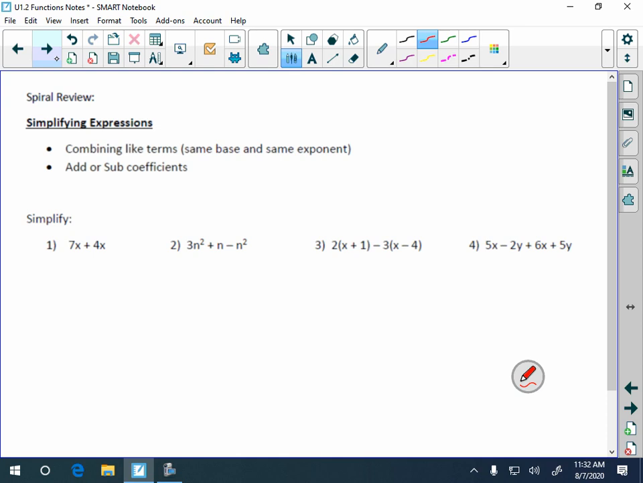All right, so for example, number 1, 7x plus 4x. They both have x's. They're both raised to the same exponent, so we can add the coefficients 7 and 4. And so that's 11x. Okay, not 11x squared, but 11x. Number 2, we have a 3n squared, and there's another n squared, -1n squared. So we can combine those two together. So that's going to be 2n squared, and then plus n. And there are no more like terms, so you can't add n squared and n together because they have different exponents.